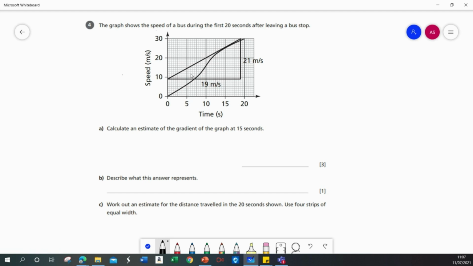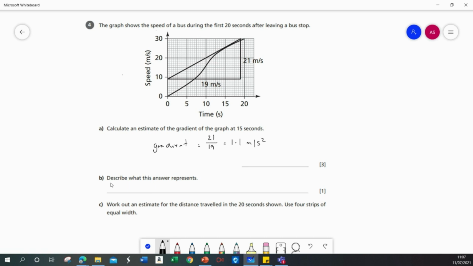Now, the gradient of the tangent will be the difference between the y-coordinates on my right-angled triangle, which is 21, over the difference between the x-coordinates, which I can see is 19. I want to turn that into a decimal to one decimal place. That's 1.1 meters per second squared.